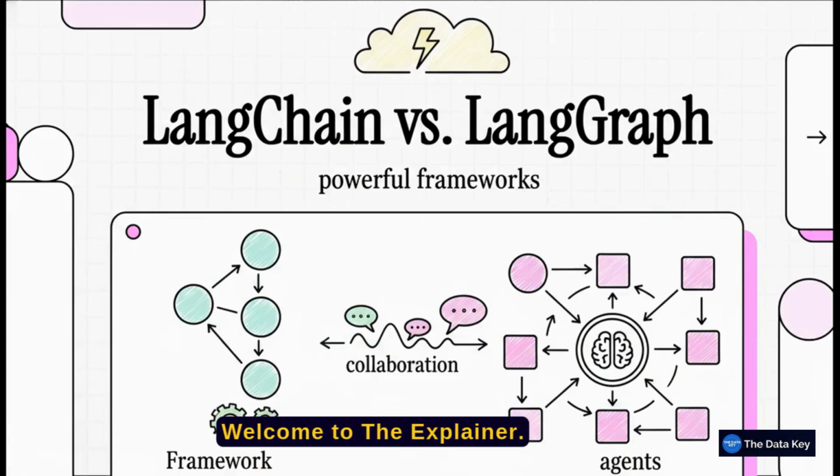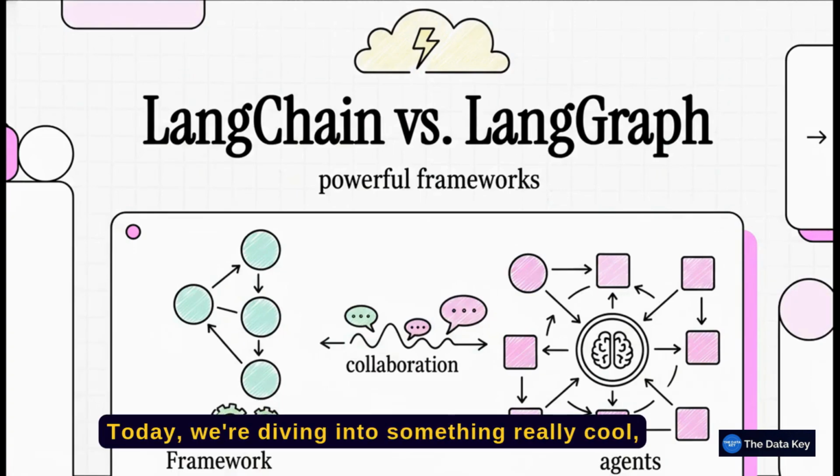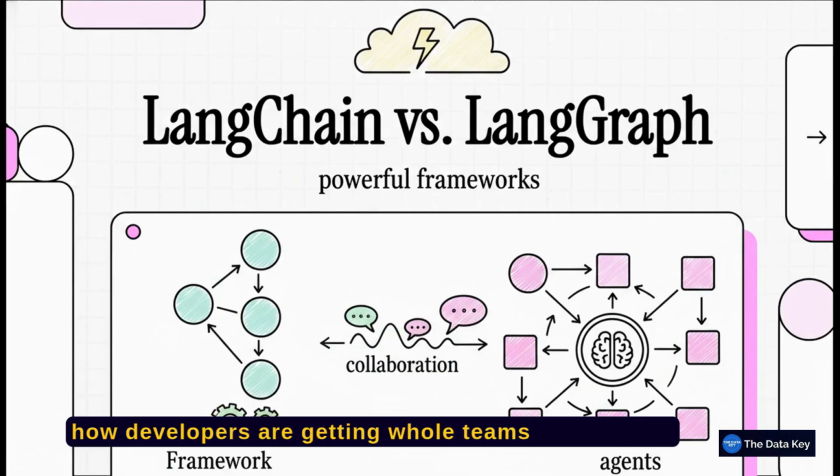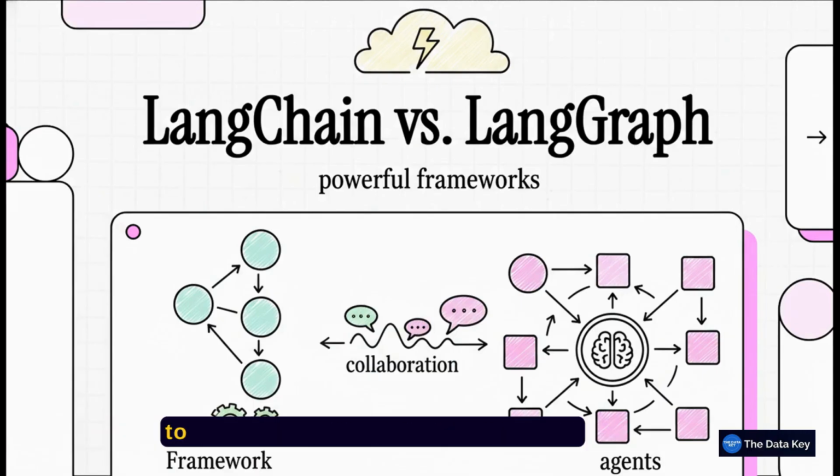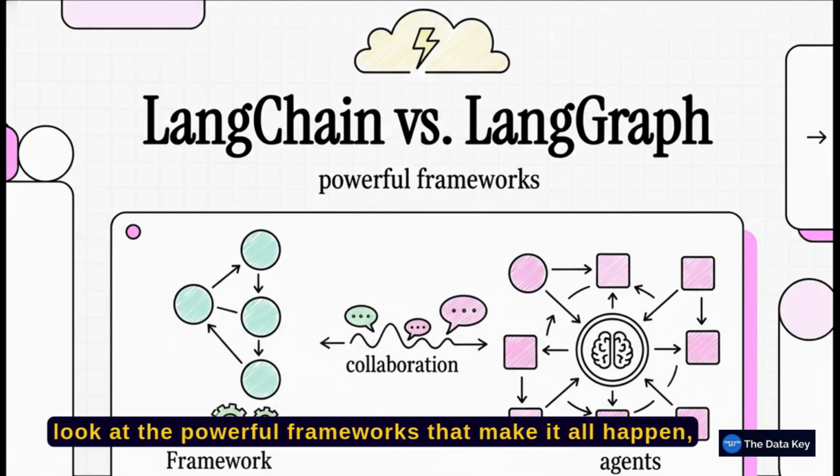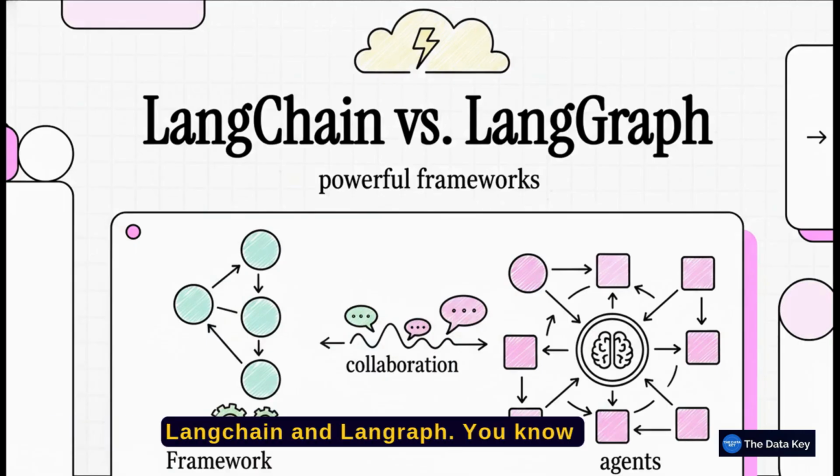Welcome to the Explainer. Today, we're diving into something really cool: how developers are getting whole teams of AI agents to work together. And we're going to look at the powerful frameworks that make it all happen, LangChain and LangGraph.